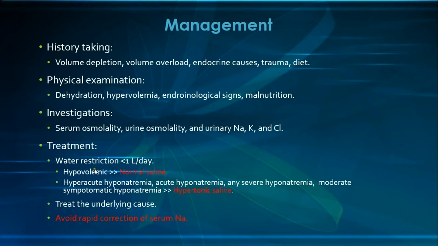And finally, the most important point to note is you have to avoid rapid correction of the serum sodium, and that's to avoid osmotic demyelination syndrome. And therefore it is recommended never to increase your serum sodium level to more than 9 milliequivalents per liter per 24 hours. Actually, the goal is to increase your serum sodium level to about 4 to 6 milliequivalents per liter per 24 hours. That would be all for hyponatremia.